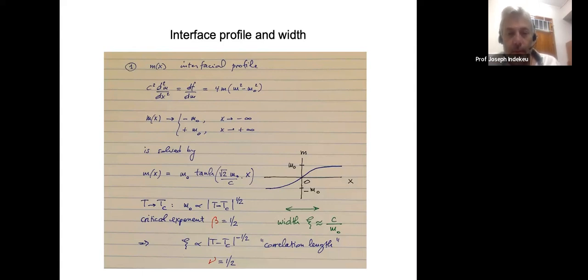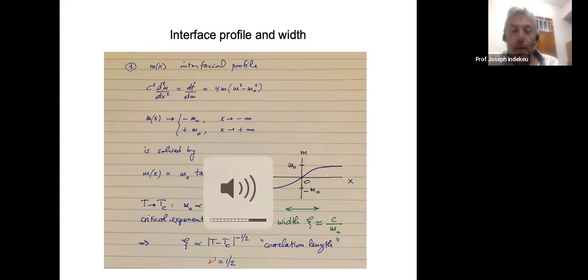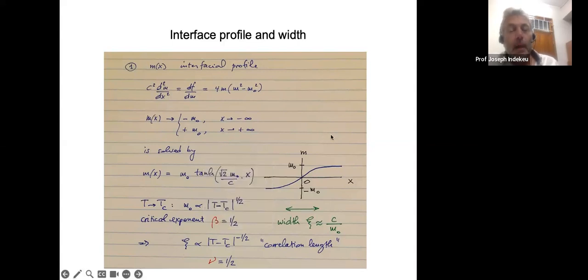So on the one hand, the interface is going to disappear because the values of m0 and minus m0 will coalesce into zero. So the density difference will vanish, but the width of the interface, on the other hand, will diverge. So there are two actually opposing trends here. And it's not at all completely trivial what will result for a combination of these two effects.